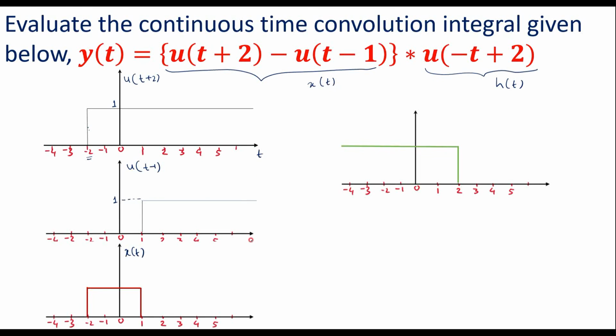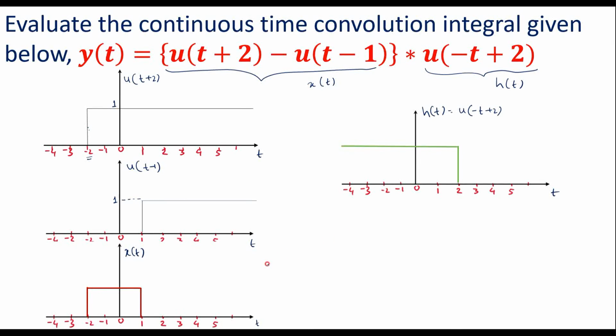Let this be t. Now let this be h of t signal. Here we can observe that h of t is u of minus t plus 2. So first we are supposed to plot u of t plus 2. U of t plus 2 is the same as this signal. U of minus t plus 2 is the reflection of this signal. So the reflection of this signal is h of t, which is u of minus t plus 2.